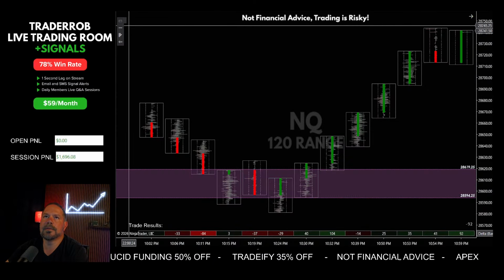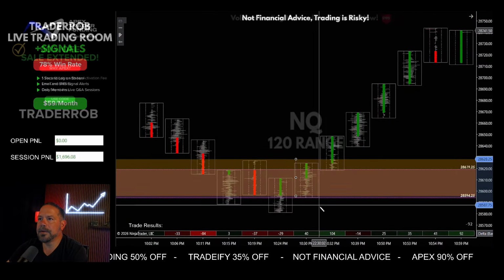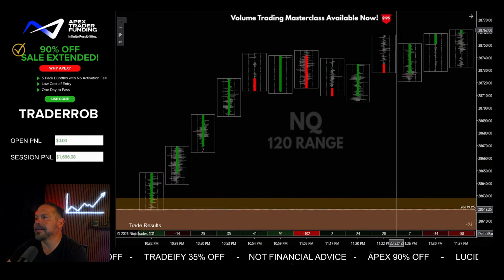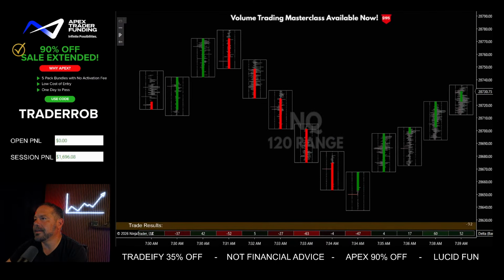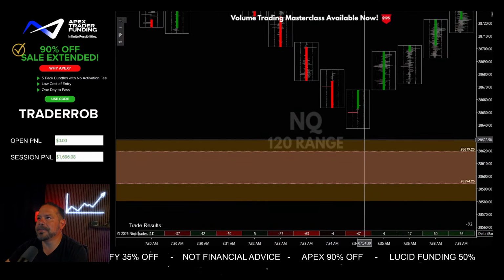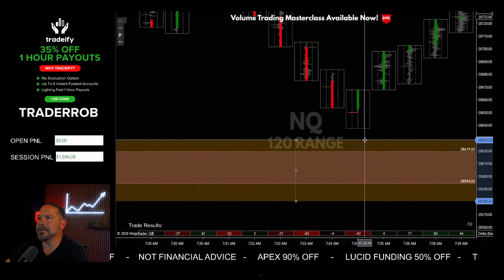Here you go. So your 120 range was sitting right here. Actually, they just missed that, now that I'm looking at it. They just missed this unbalanced volume area. So they could come right back down here and sweep this here.